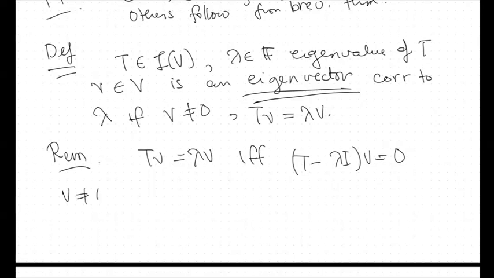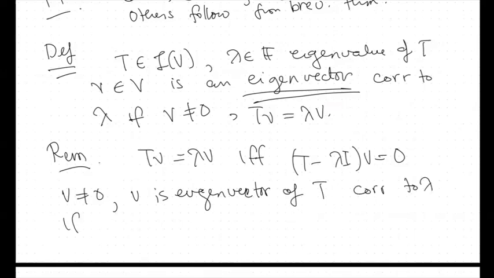Here V is non-zero. V is an eigenvector of T corresponding to lambda if and only if V is in the null space of T minus lambda I.